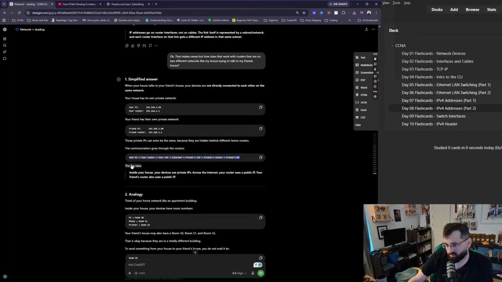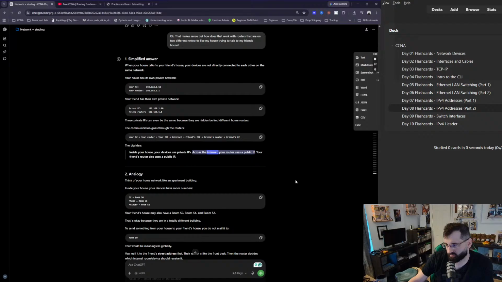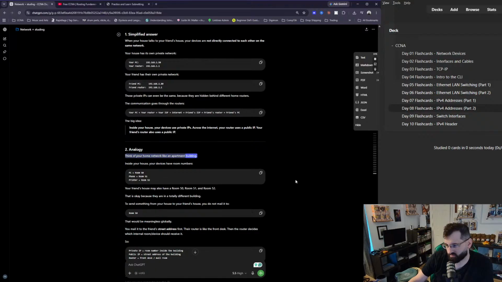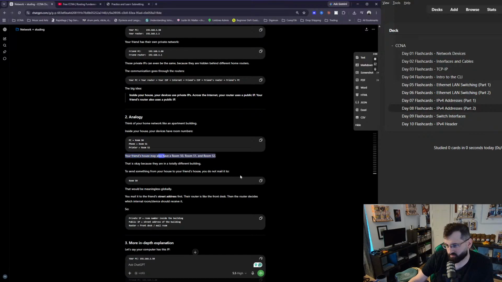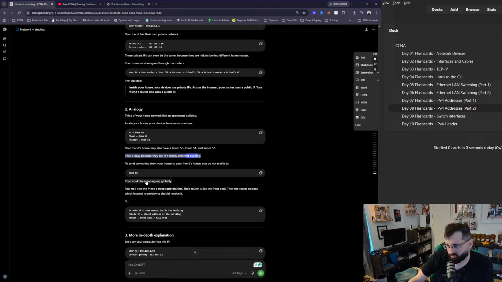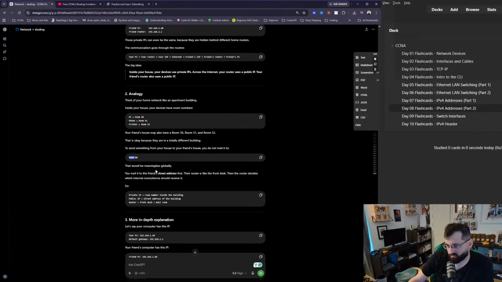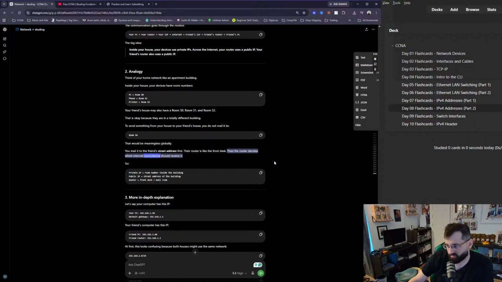The big idea: inside your house, your devices use private IPs. Across the internet, your router uses a public IP. Your friend's router also uses a public IP. Analogy. Think of your home network like an apartment building. Inside your house, your devices have room numbers. Your PC is room 50. Your friend's house may also have room 50, room 51, and room 52. That is okay, because they are in a totally different building. To send something from your house to your friend's house, you do not mail it to room 50. That would be meaningless globally. You mail it to the friend's street address first. Their router is like the front desk. Then the router decides which internal room device should receive it.